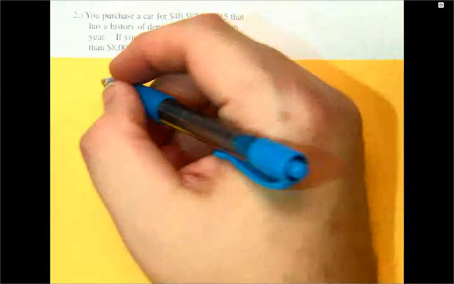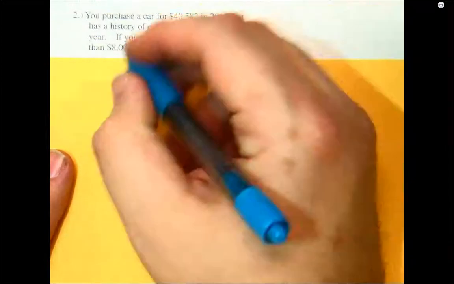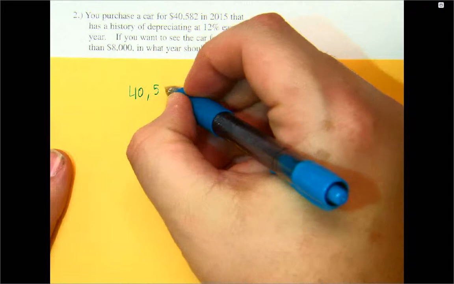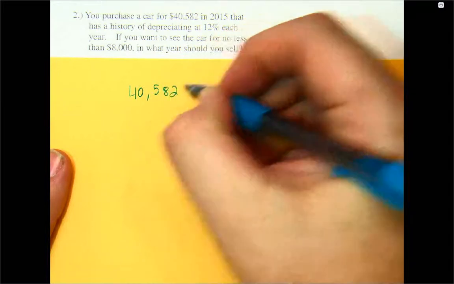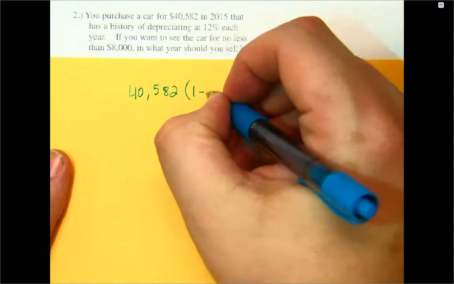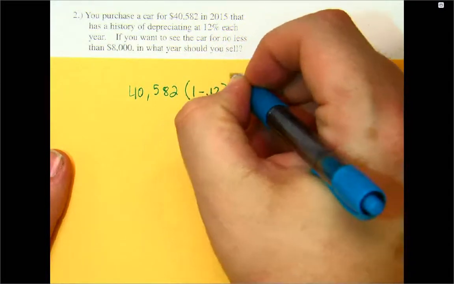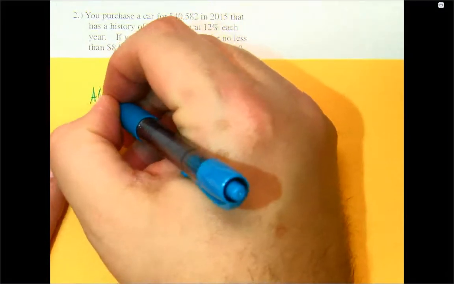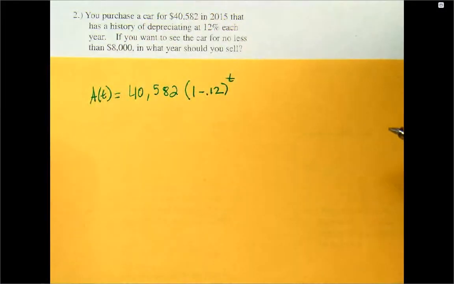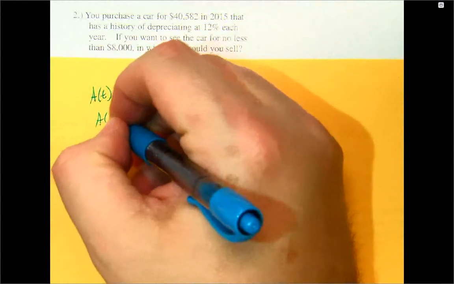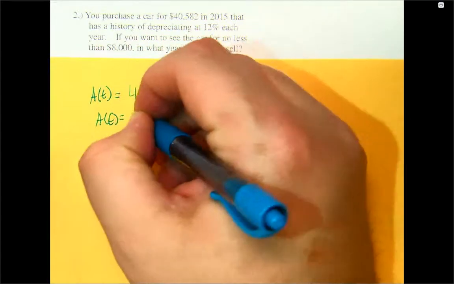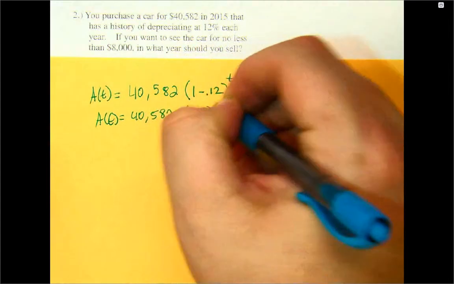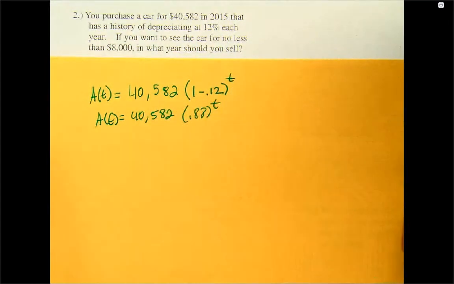Now, if you set the equation up, you start with 40,582 times 1 minus 0.12 to the t power, and that would be your A of t, which A of t would be equal to 40,582 times 0.88 to the t power.